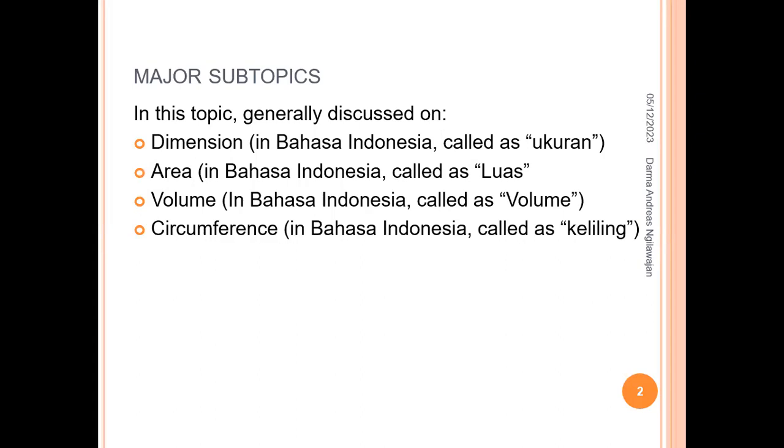Major subtopics. In this topic we generally discuss dimension, dalam bahasa Indonesia kita sebut ukuran. Area, in bahasa Indonesia we call it luas. Volume ya. And circumference atau keliling. Dimension, area, volume, circumference. I think I need to provide the pronunciation also for area.